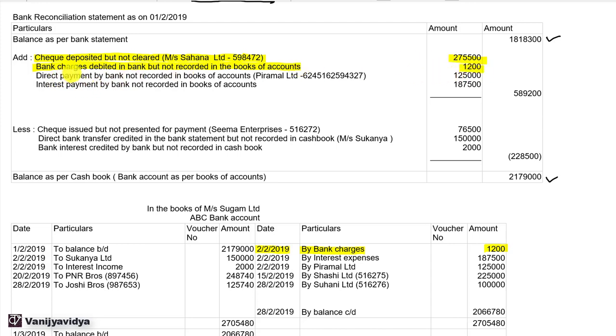Third, direct payment by bank not recorded in the books of accounts, Pyramid Limited. This is a transaction number. Amount is 1,25,000. Now this was a direct payment by bank. So it was appearing in the bank statement.